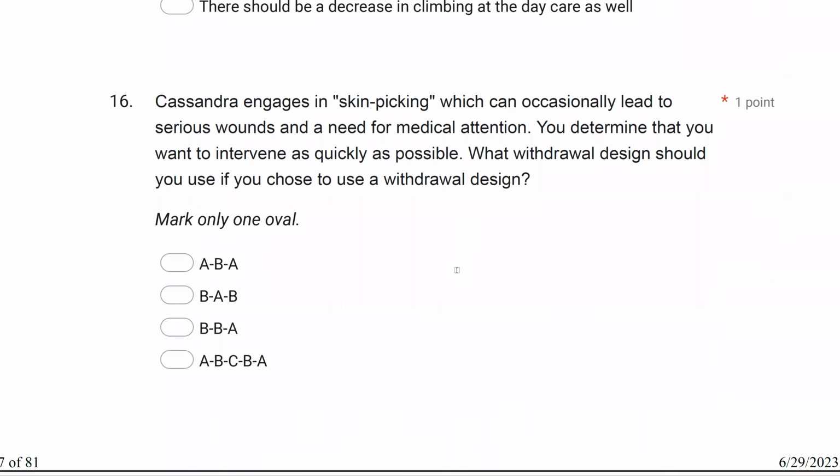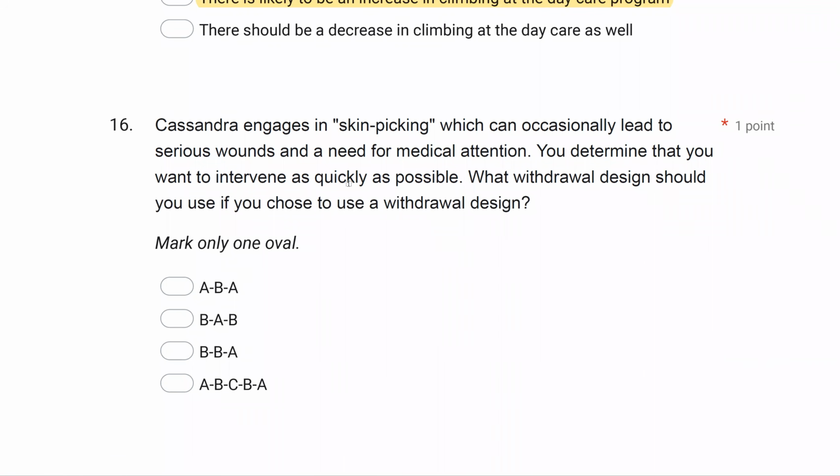16, Cassandra engages in skin picking, which can occasionally lead to serious wounds and a need for medical attention. You determine that you want to intervene as quickly as possible. What withdrawal design should you use if you choose to use a withdrawal design? First things first, likely you would never use a withdrawal design for this behavior, but you are taking every question at face value. Whatever the question gives you, you answer. You're not there to judge the validity of the question right or wrong. Doesn't matter. Whatever the information the question asks or gives you, you take and you answer the question.